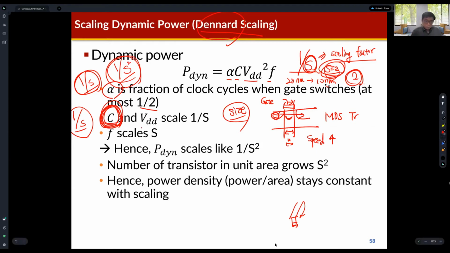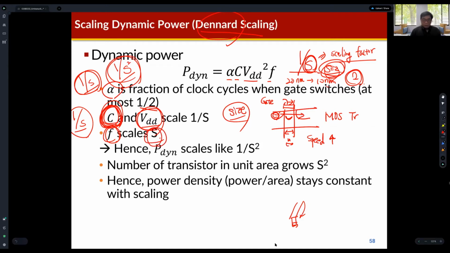And then also we can reduce the supply voltage to 1 over S. Okay. And then as the width of this CMOS transistor channel is reduced by S, we can also increase the frequency as S, because the width of this transistor is reduced, so we can increase the speed. Okay, so this becomes S.